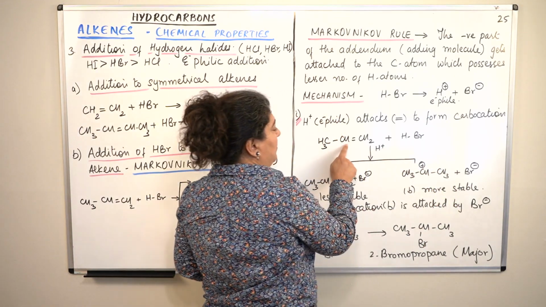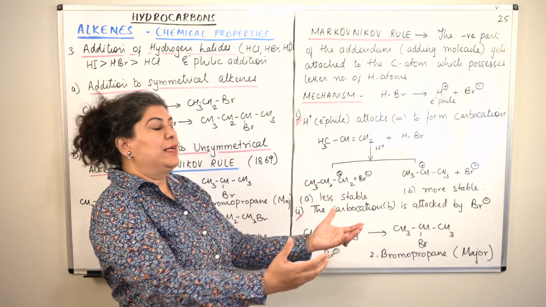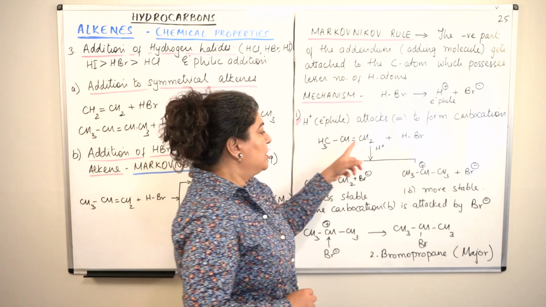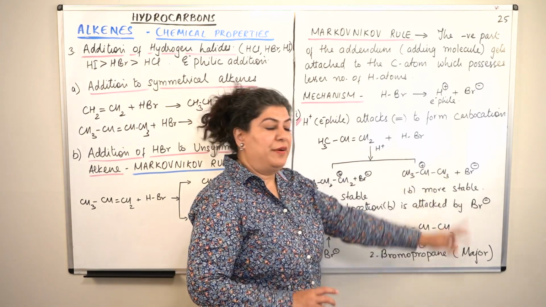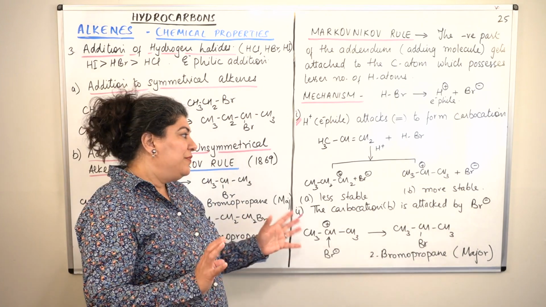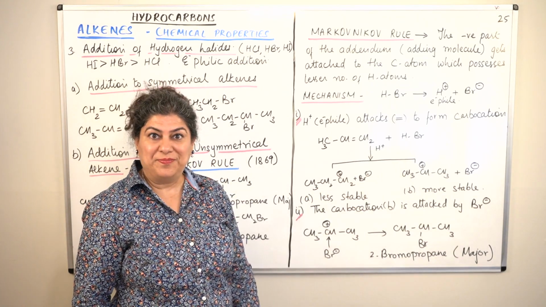But the poor carbon in the middle, which lost its electron, now becomes positively charged. So now this carbon becomes positively charged and Br negative is formed. So this is also a carbocation. Now what is the difference between these two carbocations?